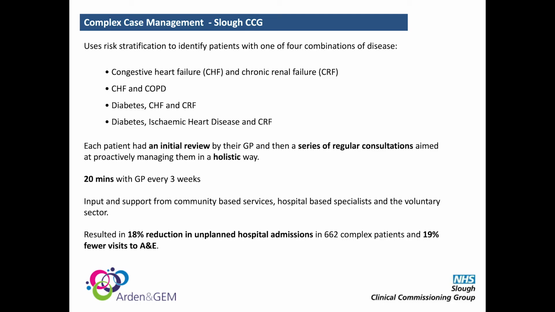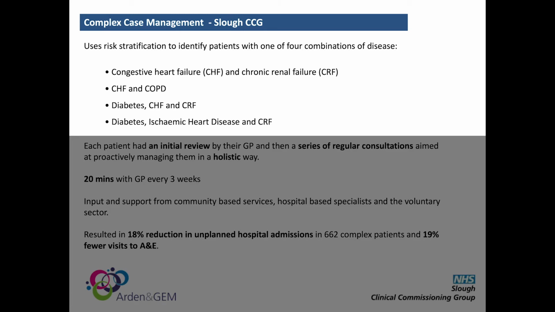The first one I would think about would be the well-respected work of Jim O'Donnell in Slough. Here they did some useful work to identify which combinations of chronic disease were particularly expensive and most likely to end up with a patient in hospital. They found that these 4 combinations were particular risks. So, for example, having congestive heart failure and chronic renal failure.